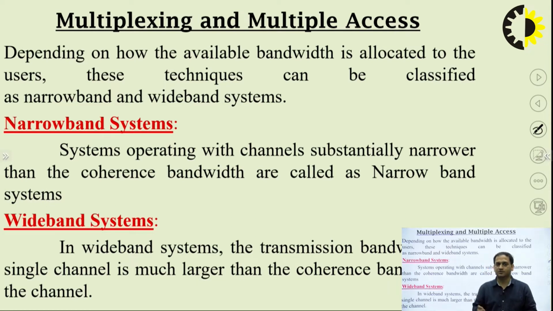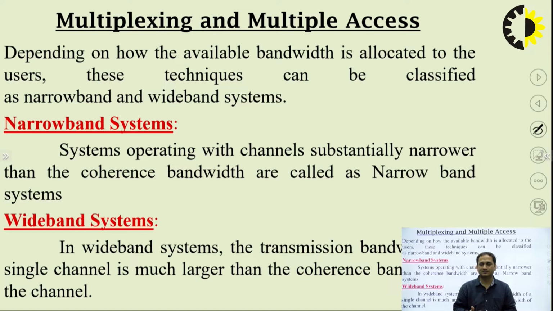In the opposite case, the wideband system, the channel bandwidth or signal bandwidth is greater than the coherence bandwidth. So this is the wideband system. An example of the narrowband system is flat fading, and in the wideband system frequency selective fading occurs.